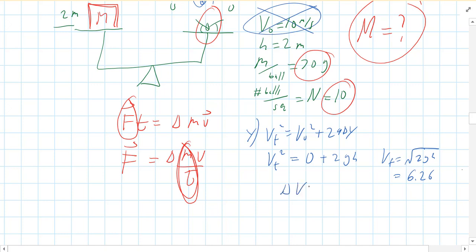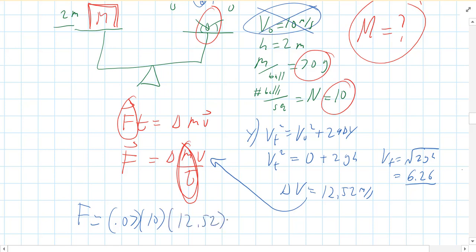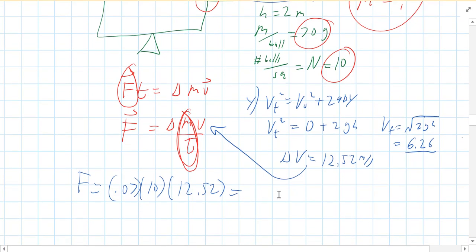The delta V, we have to double that because the marbles are moving downward when they hit the pan, and they're moving upward at that speed when they leave the pan. So delta V is approximately 12.52 meters per second. That's what's going to go in there. So we have our force. Force is going to be the mass over time, which is 70 grams, that's 0.07 kilograms, times 10 of those each second, times this change in velocity, which is 12.52. And that's the force that you have to balance, which I get, when I plug those numbers in, is 8.76 newtons.